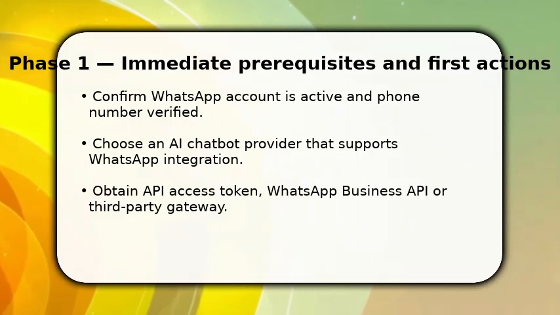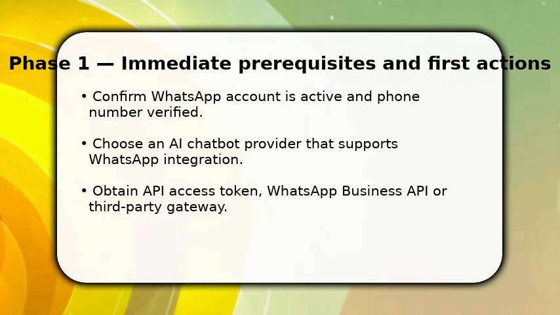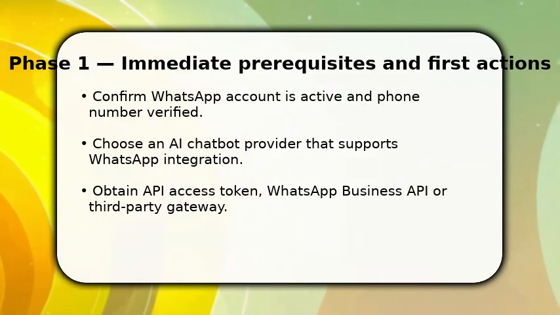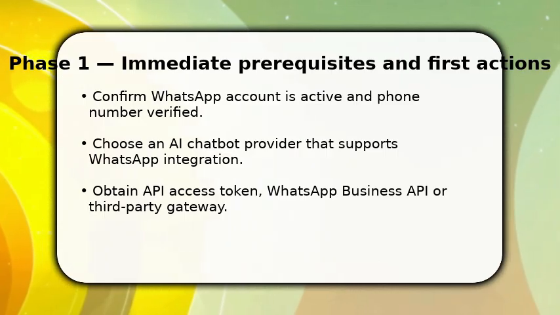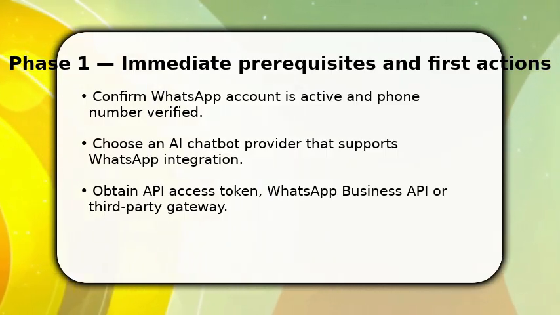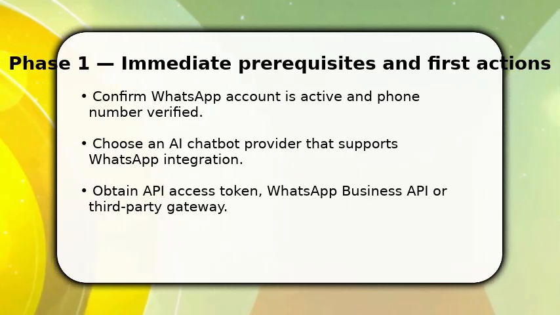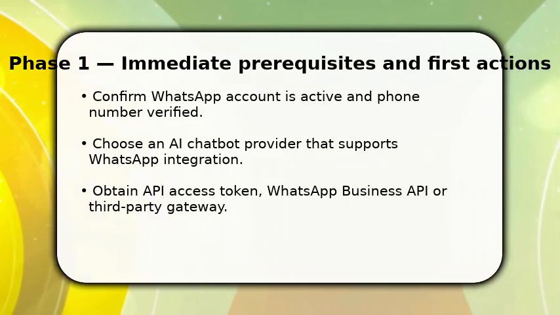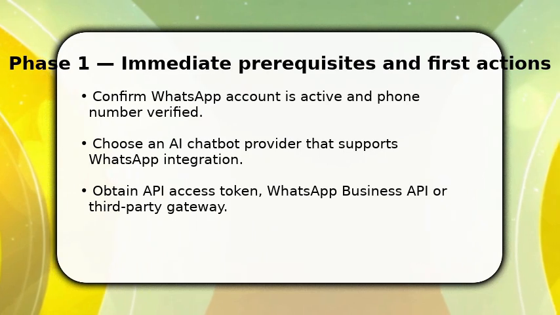Next, request API access, either WhatsApp Business API or a reliable third-party gateway, and secure the API token and webhook URL. You should now have credentials and a working webhook endpoint. Save them safely, because you will use these in the next configuration steps.